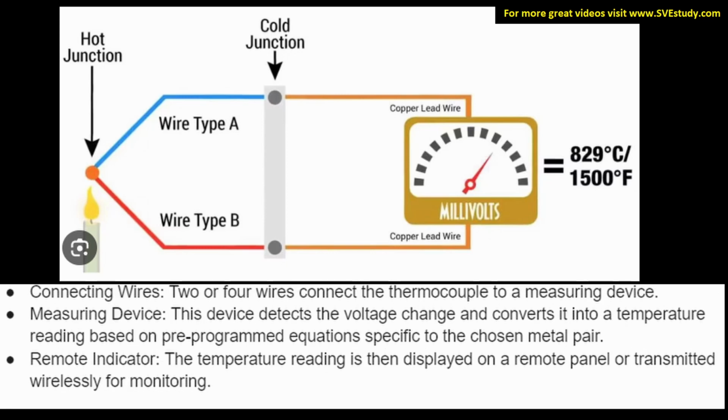Connecting wires. 2 or 4 wires connect the thermocouple to a measuring device. Measuring device. This device detects the voltage change and converts it into a temperature reading based on pre-programmed equations specific to the chosen metal pair. Remote indicator. The temperature reading is then displayed on a remote panel or transmitted wirelessly for monitoring.